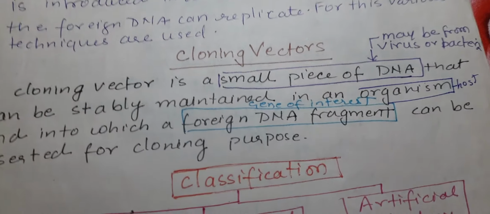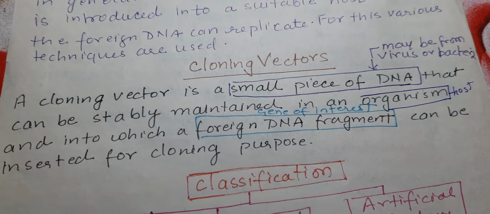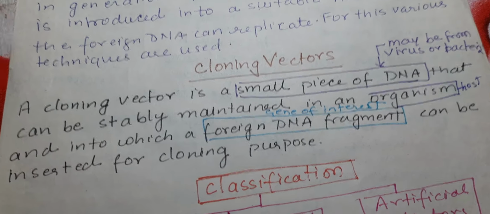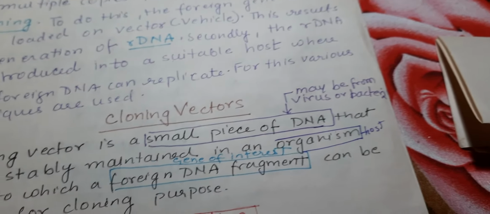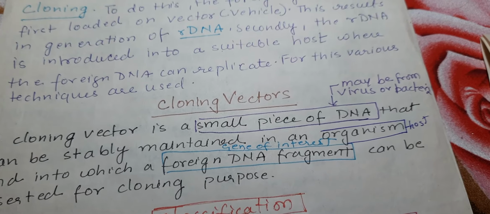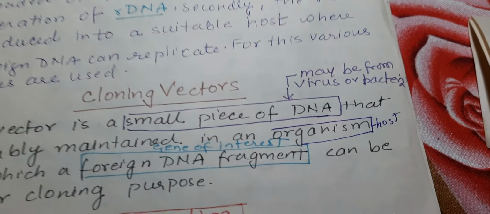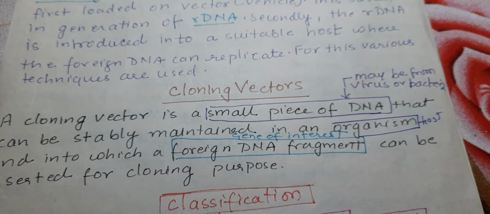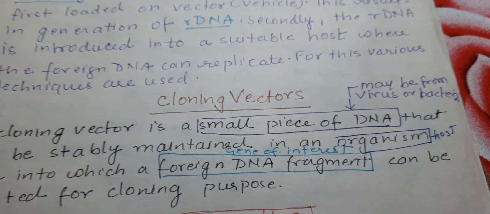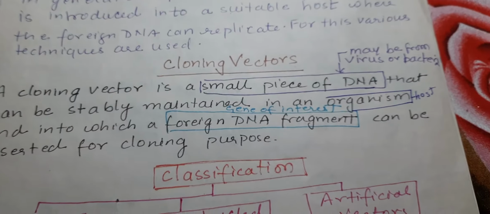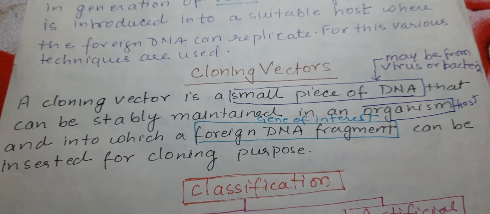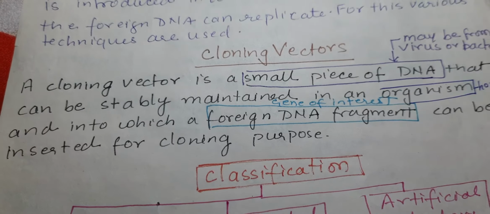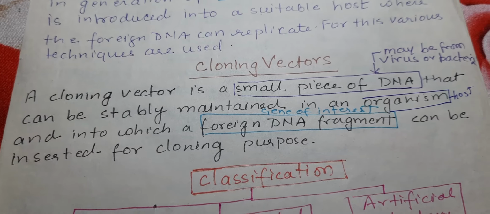First, let's talk about the cloning vector. Now understand the definition. The cloning vector is a small piece of DNA. This DNA could be of virus or bacteria that can be stably maintained in an organism which is known as the host, and into which the foreign DNA fragment, that is the gene of interest, can be inserted for cloning purpose. So this is what we mean by the cloning vector.